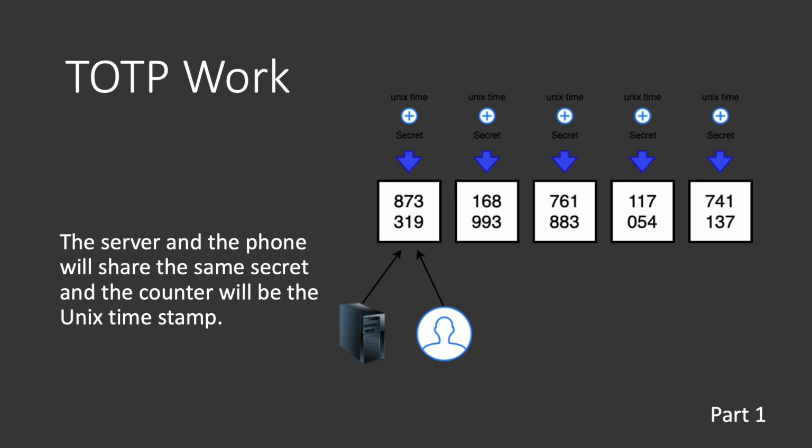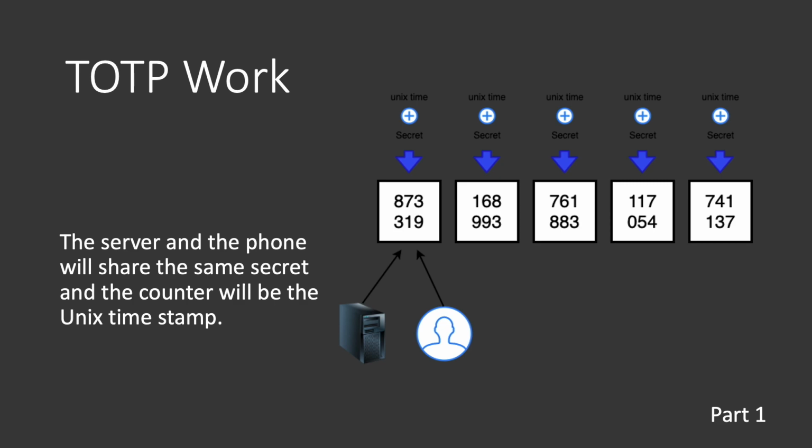TOTP is very similar to HOTP, except it's time-based. So the setup in the authentication app is the same. The only difference is the code is based on the current time instead of the sequence of values. So as we can see here, the two parameters we need in order to generate the code are Unix time and the secret, while in HOTP it was a counter and a secret.